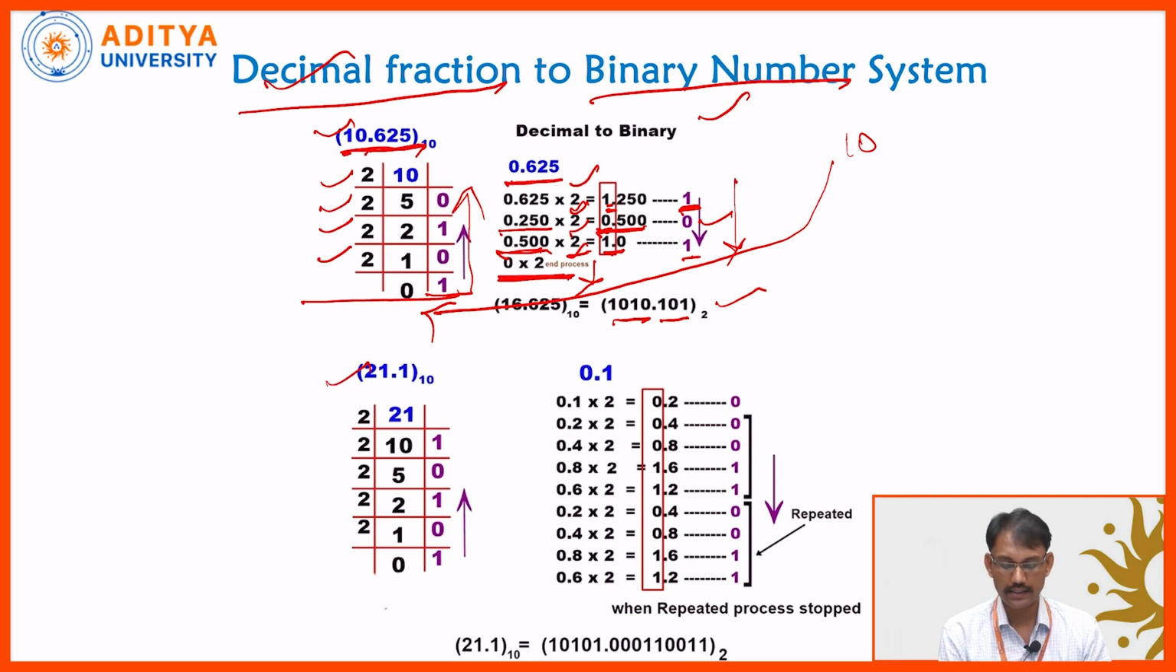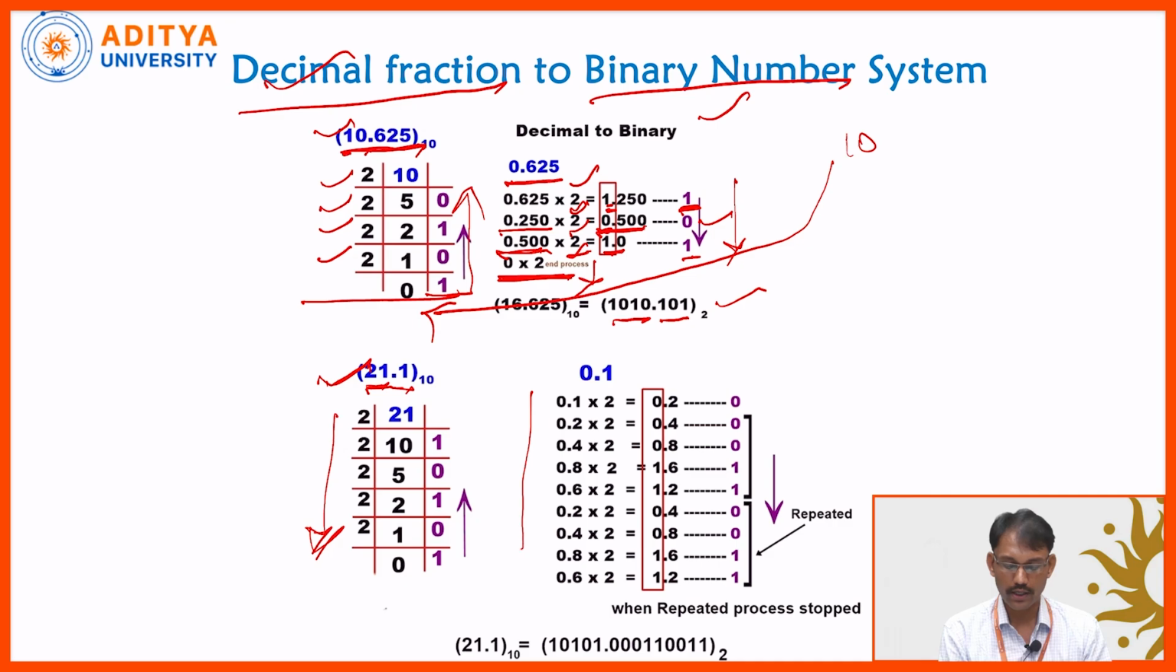Likewise, here is another number. We are converting 21.1 from decimal to binary. So 21 we can solve as usual, by dividing repeatedly by 2.